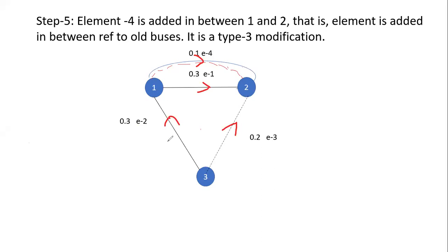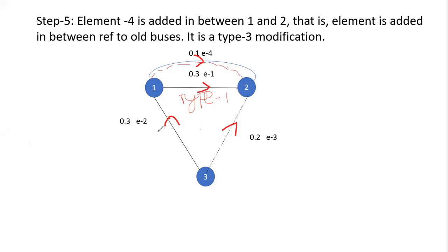First the element 1 is added. This is the element 1. The element 1 is added in between the reference and the new bus. If the element is added in between the reference and the new bus, this type of modification is called the type 1 modification. Therefore, element 1 is the type 1 modification.